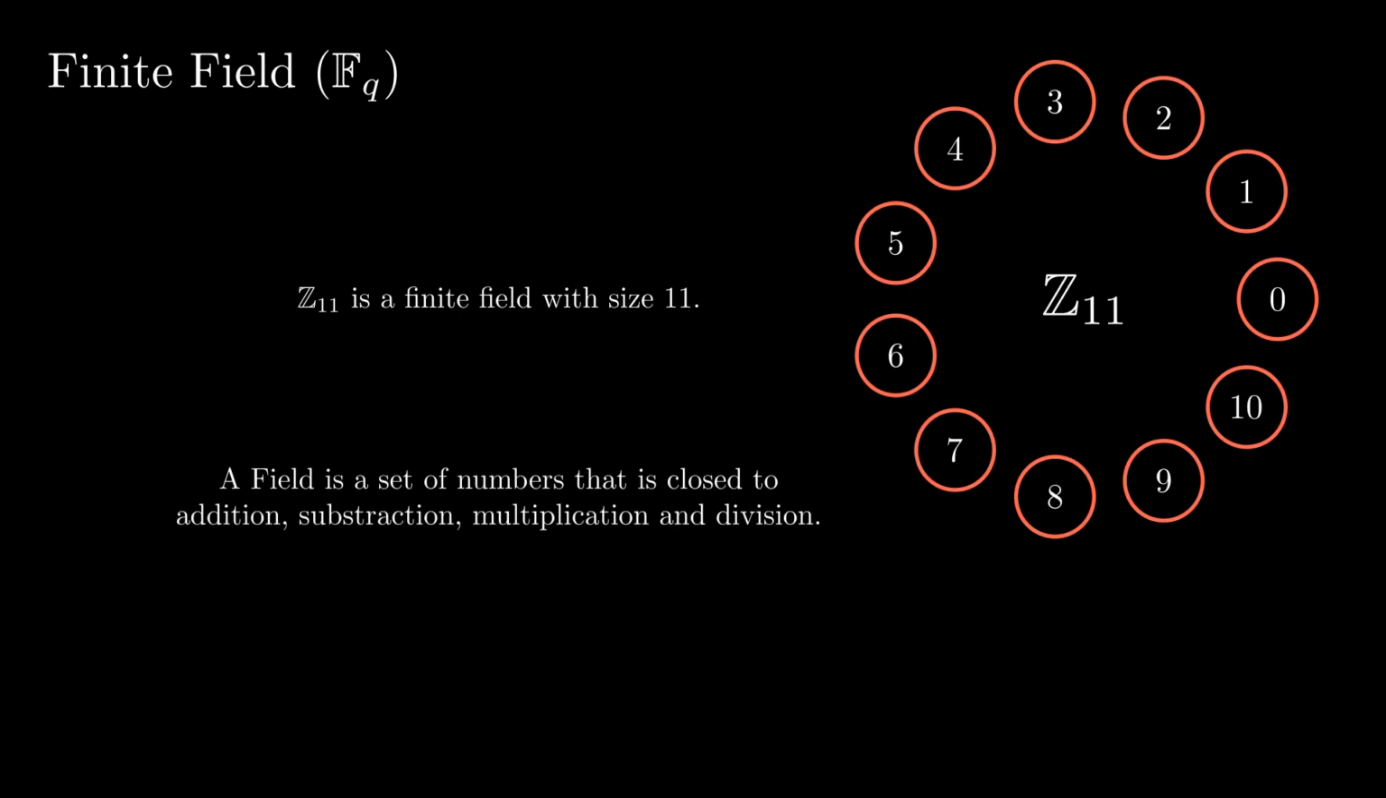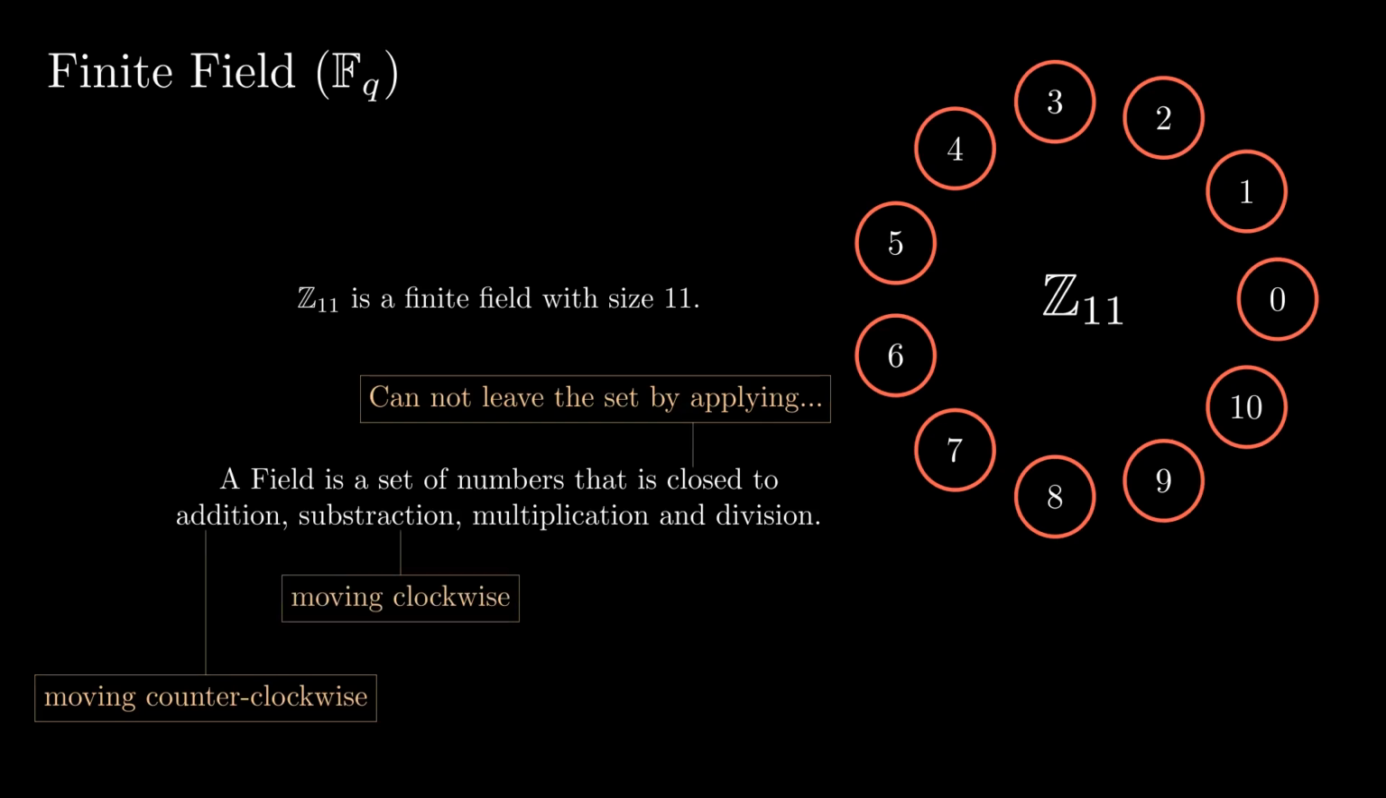A field is a special set of numbers that remains closed under addition, subtraction, multiplication, and division. Mathematicians say a set is closed when no matter how you operate within it, the results never escape the set. We've already had a glimpse of this behavior. In short, addition and subtraction always keep us safely inside the boundaries of our finite field. The case of division is a bit more tricky. We will learn it in the next episode. But first, let's see a few addition and subtraction examples in Z11.